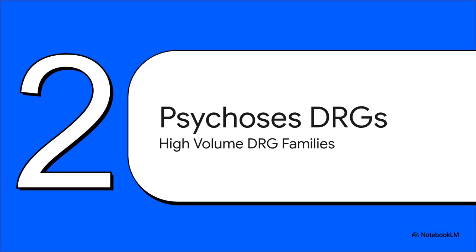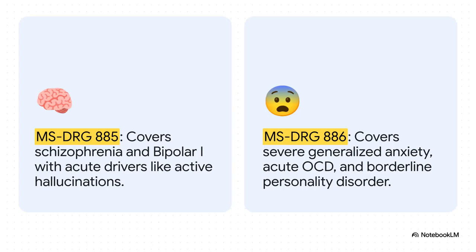Moving on to Section 2, high-volume psychosis DRGs. Now, what's truly fascinating is how we differentiate the highest volume DRG families based entirely on specific clinical drivers. Let's compare MSDRG 885 and 886. DRG 885 covers psychoses, which includes the schizophrenia spectrum and bipolar I. The clinical drivers here are intense, like acute danger to self, danger to others, or active command hallucinations.